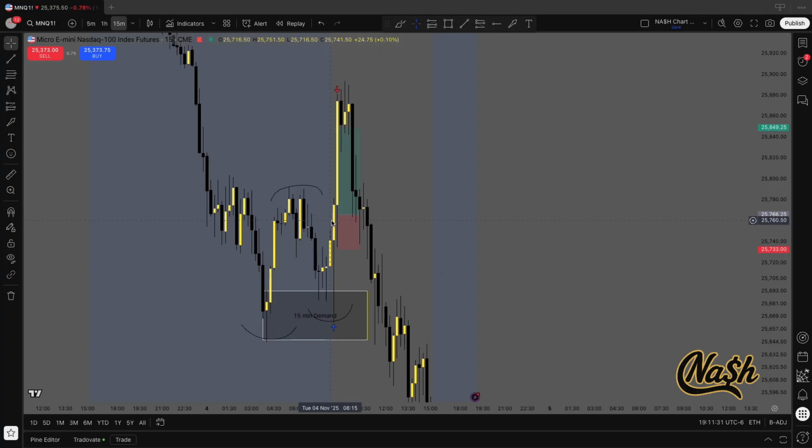I waited just a little bit for price to get further above because NAS tends to trick a lot of people out. And it wasn't that I was so worried about getting tricked out. I just did not want to get into an entry at a bad time, and then NAS comes back down, stops me out, and then flies. So that's why I waited a little bit.